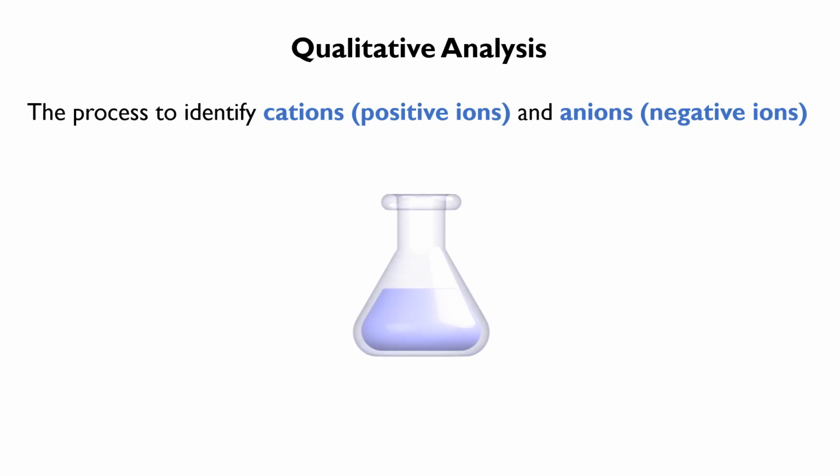So now we move on to qualitative analysis. So what is qualitative analysis? It is the process to identify cations and anions. So first, let us identify cations. So to do so, we will need to test for cations. We will start off with a salt solution which contains an unknown cation. Next, we will add aqueous sodium hydroxide.